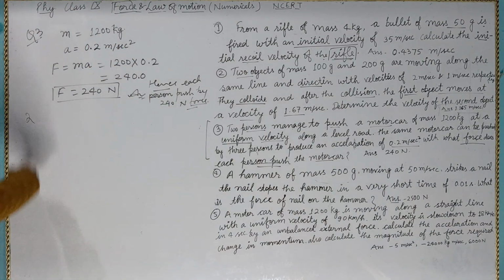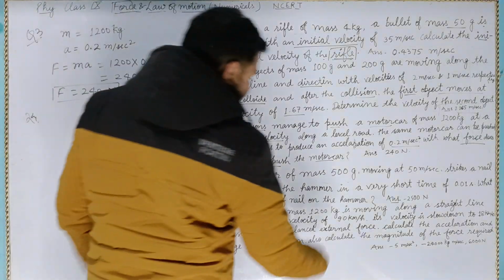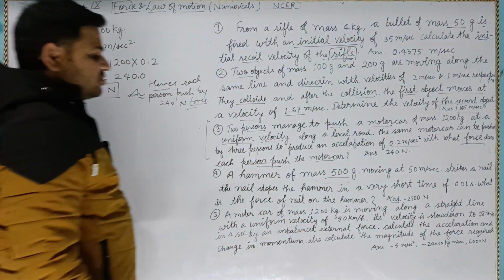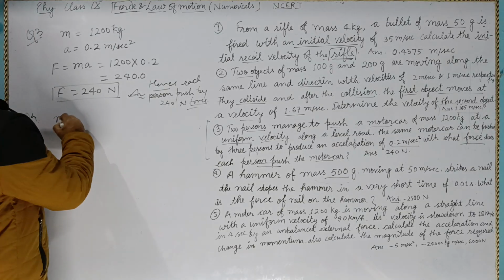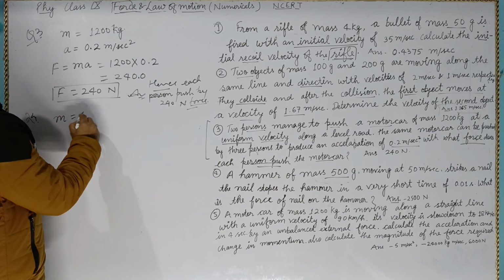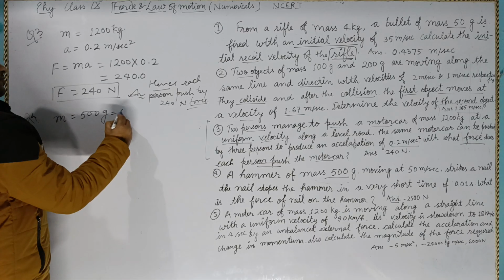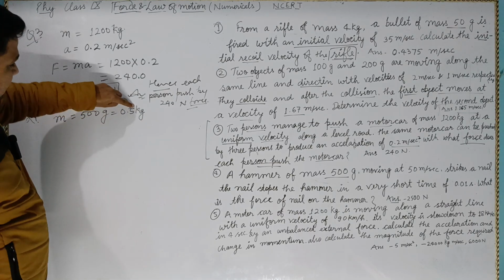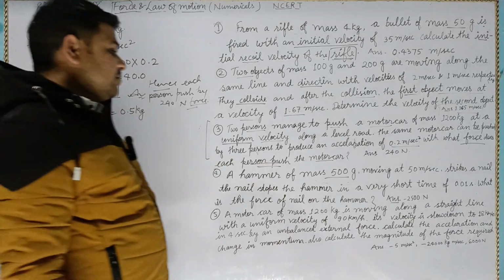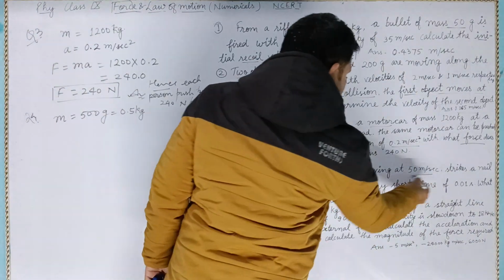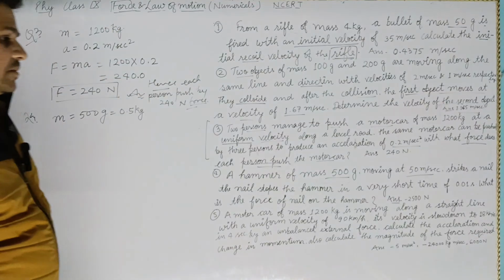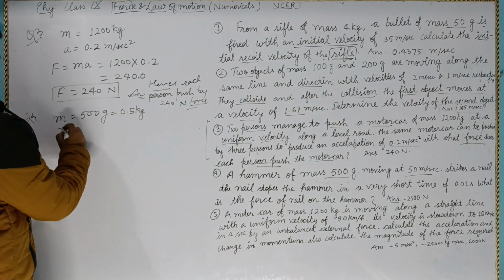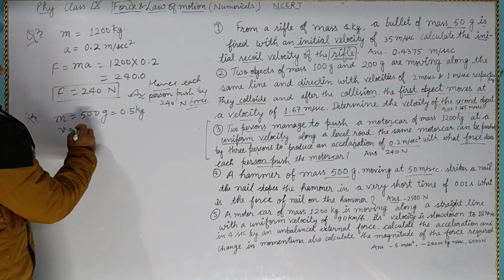Next question, question number 4. It is saying a hammer of mass 500 gram. Mass of hammer m equal to 500 gram, that is 0.5 kilogram, moving with the velocity v equal to 50 meter per second.